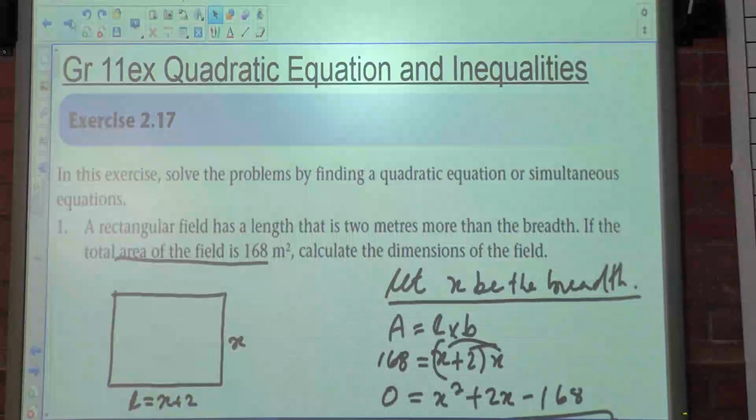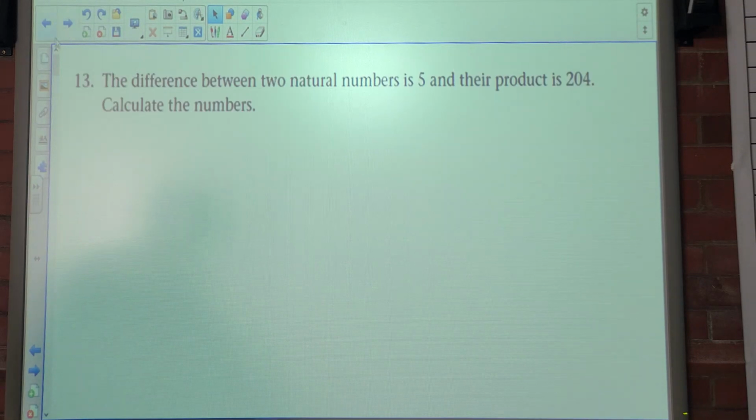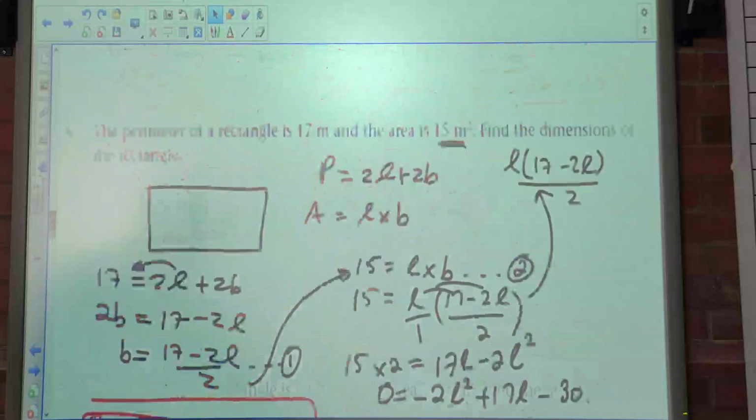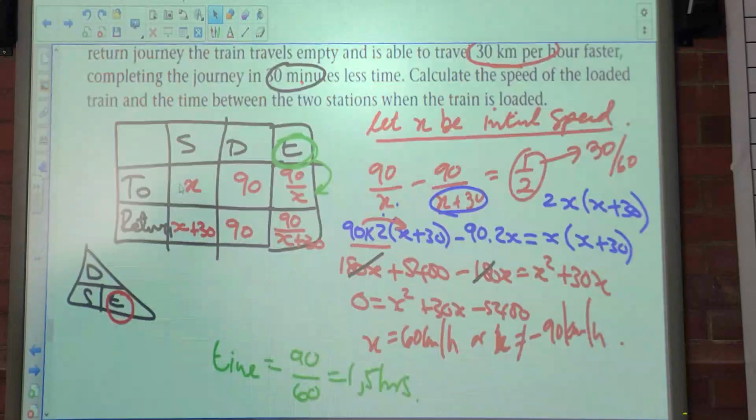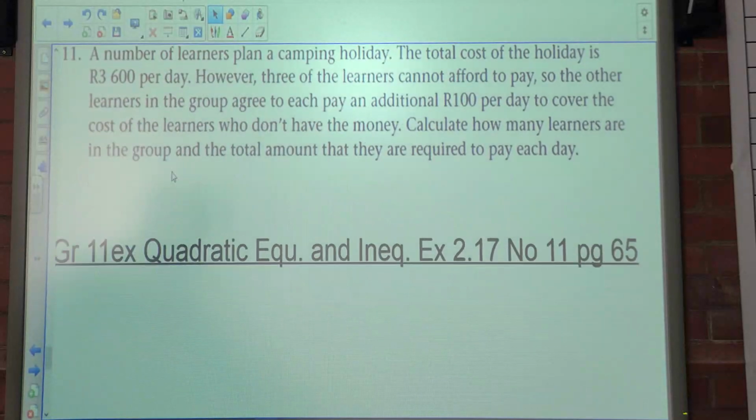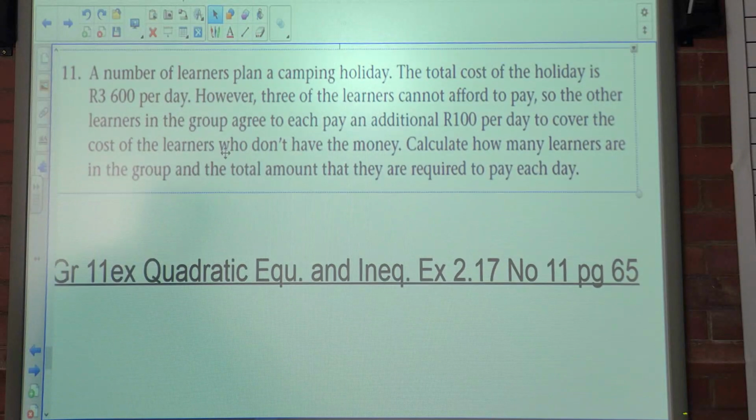Okay, good afternoon, class. So today we're looking at quadratic equations and inequalities. In this lesson we're going to cover number 11 to 15. Okay.